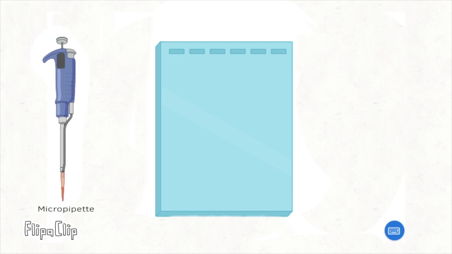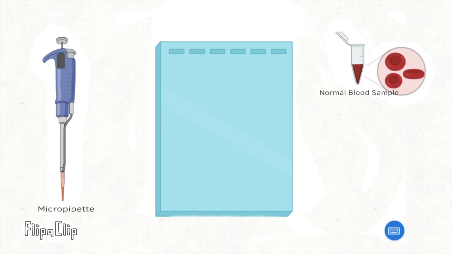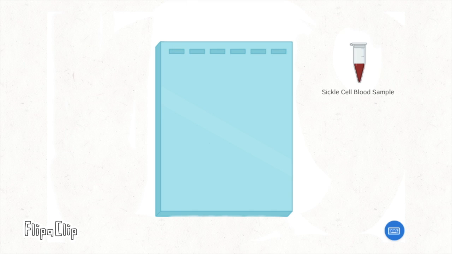Here's the gel that we'll be loading our hemoglobin protein samples into. We'll be using a micropipette to add the samples to the well. The first sample we're adding is normal blood sample. We'll be putting that in lane 1. In lane 2, we'll be adding a sickle cell blood sample.